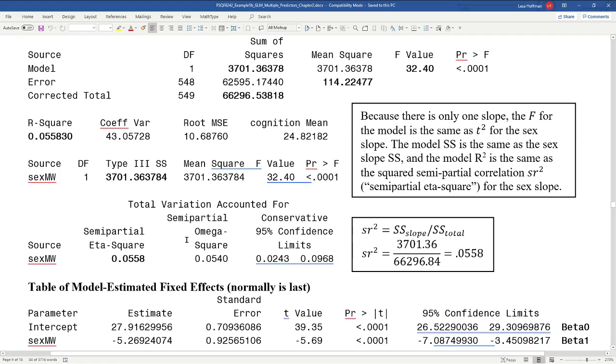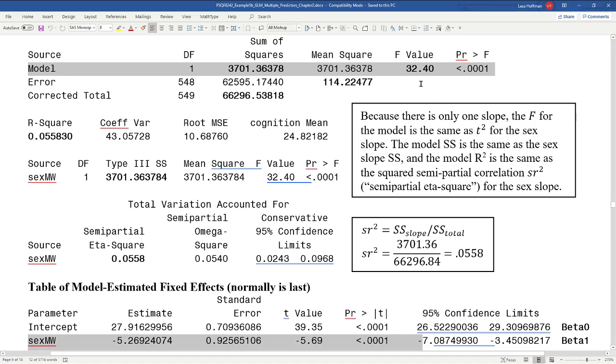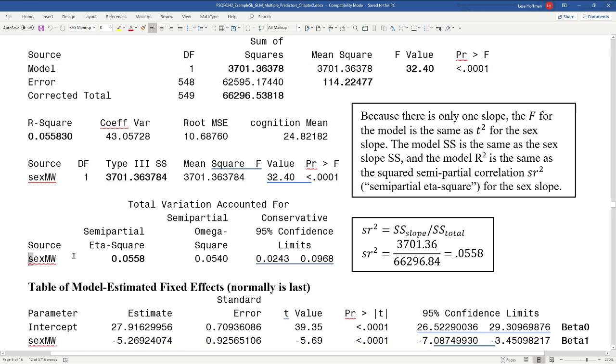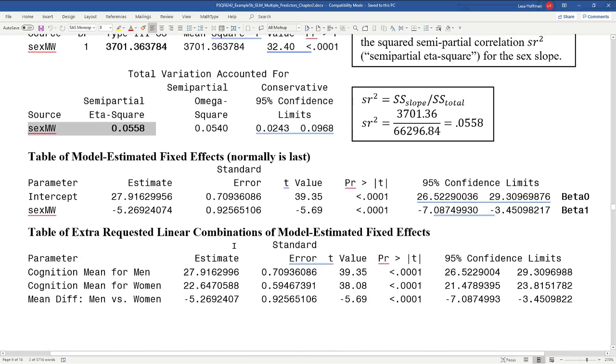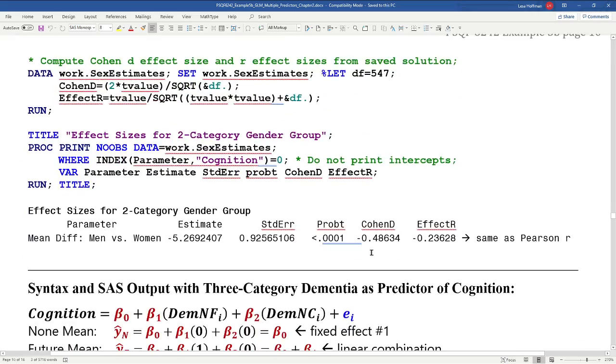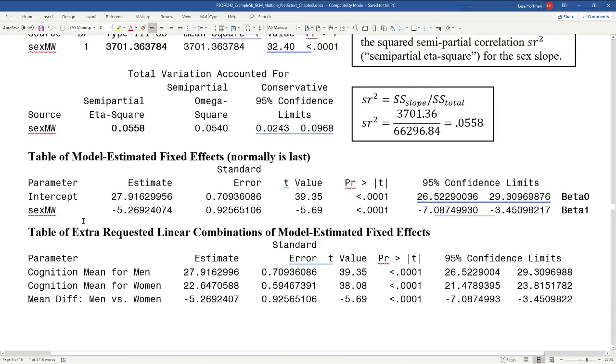So we have a significant model. Again, this is a case where the model is the same thing as the slope. If I took this F value for the model that has one slope in it, and I took the square root of F, that would give me the t for the slope down here. Likewise, the semi-partial eta square for the one slope is the same thing as the R square for the model. So there's a one-to-one correspondence. And if I were to compute an effect size for this gender difference in a correlation metric, that would be the same as the Pearson correlation. But we do get the actual estimate of the means for each group as well as their difference.